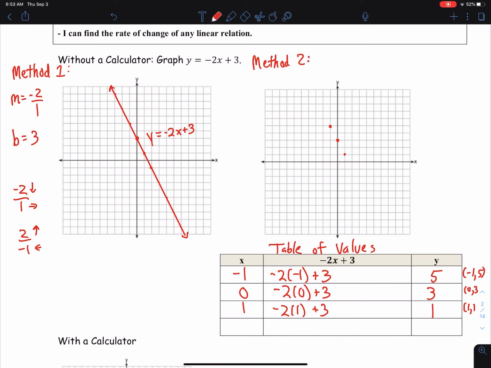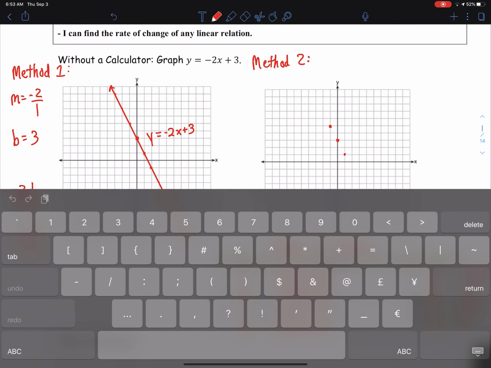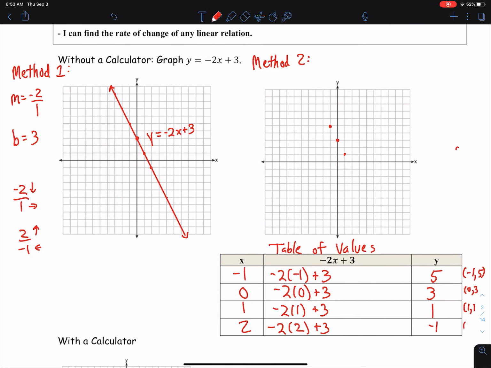Let's just do 2. Keep it simple. That'd be negative 2 times 2 plus 3, which would be negative 1. So that point would be 2 comma negative 1, and it would be there. Now, I just like to make sure I plot every single other point that follows that pattern. Draw your line. Make sure it's going all the way through the graph. Arrows on the end. Label.